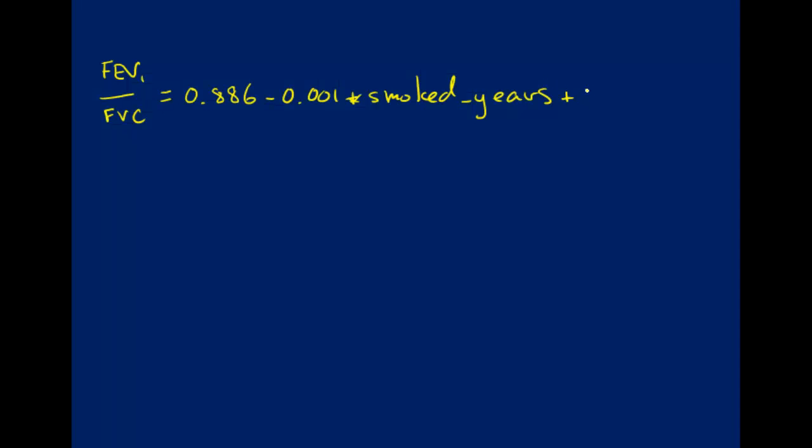Plus 0.018. It's not a very good 8. Let me write that again. Times sex2 underscore 1. So I'm going to go ahead and write out the whole model. So once I write it out, I will turn this back on.